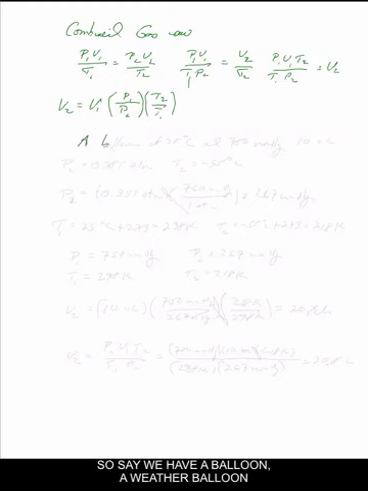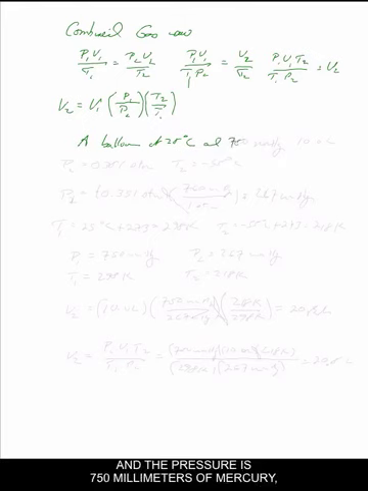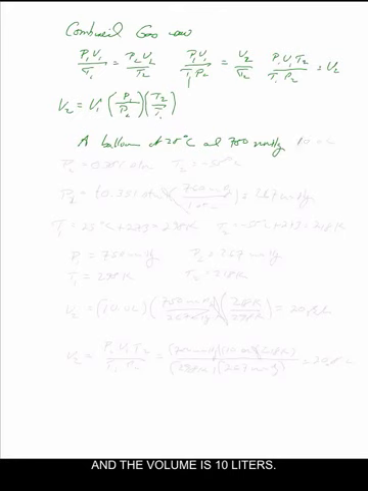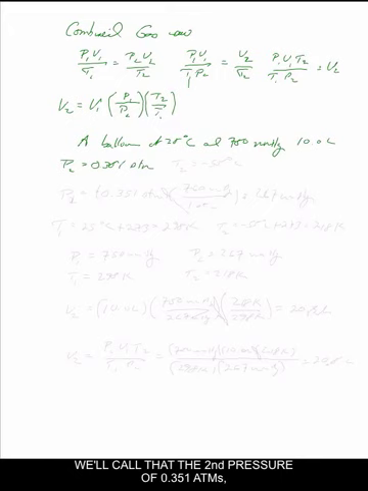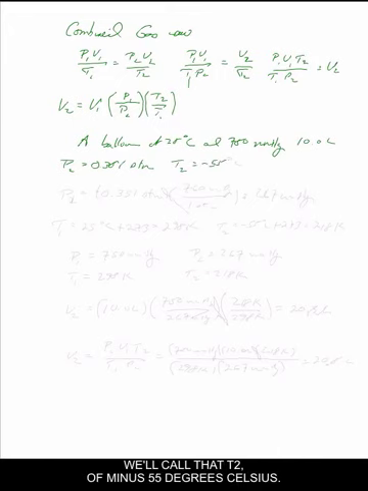So say we have a balloon, a weather balloon or something like that, at 25 degrees Celsius, and the pressure is 750 millimeters of mercury. That's a pretty conventional pressure. And the volume is 10 liters. And let's say it rises to a height such that you have a new pressure, we'll call that the second pressure, of 0.351 atm, and a new temperature, we'll call that T2, of minus 55 degrees Celsius.